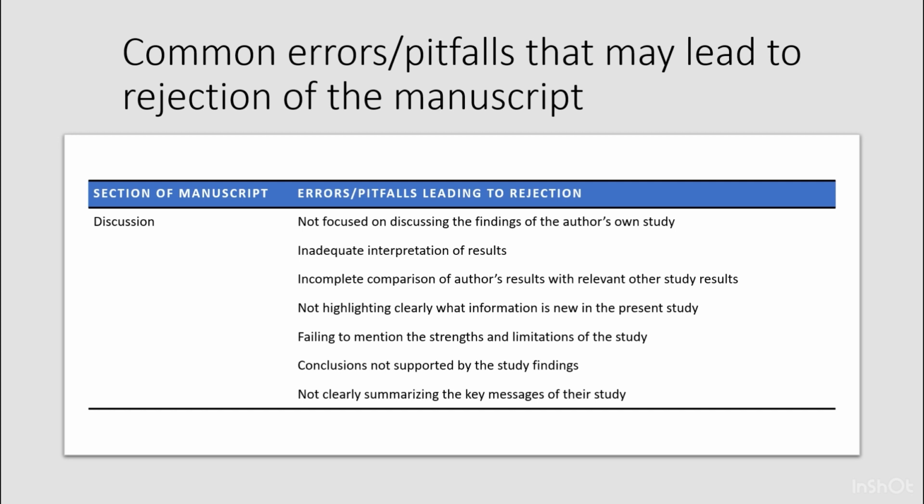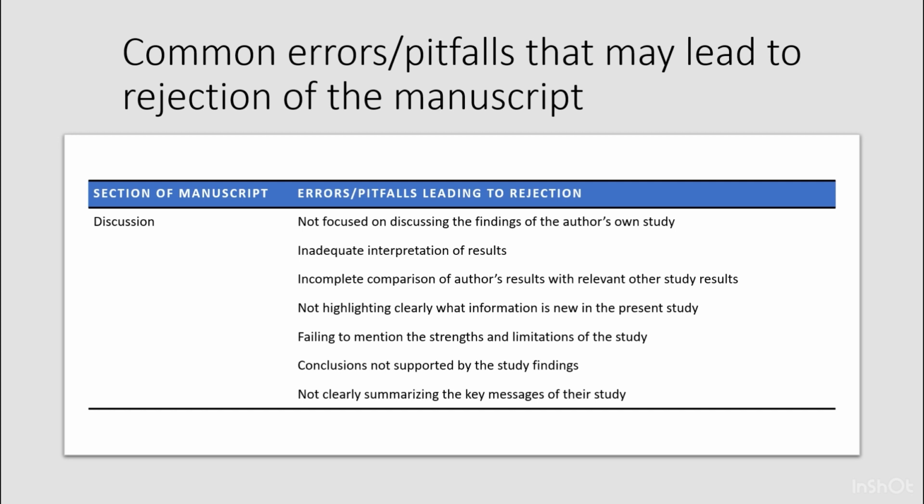And not being able to clearly summarize the key messages of your study is extremely essential and usually hinders the acceptance or the decision for us to proceed with your manuscript for peer review. Failing to provide a clear summary of your study key messages may leave readers without a concise understanding of the main takeaways. Now, addressing these issues in the discussion and the conclusion section is essential for presenting a comprehensive and well supported interpretation of the study results. It enhances the overall quality and impact of your manuscript.